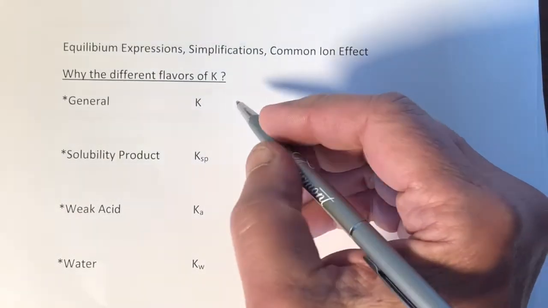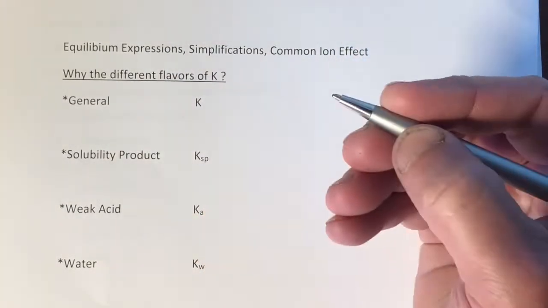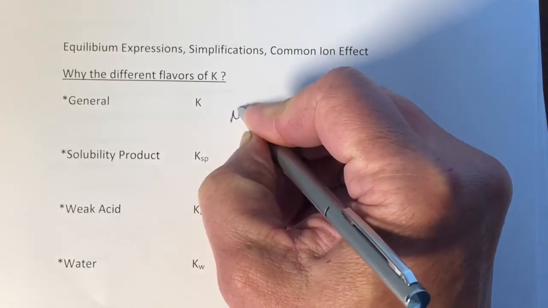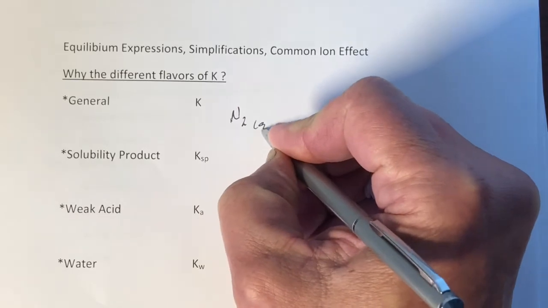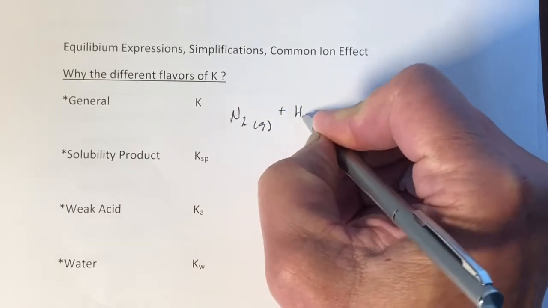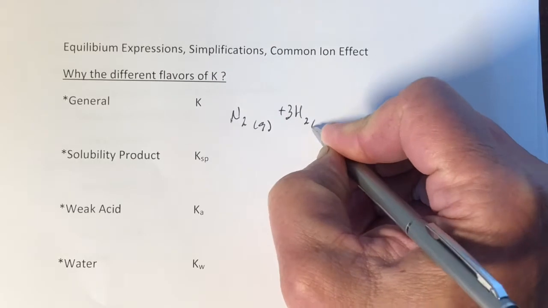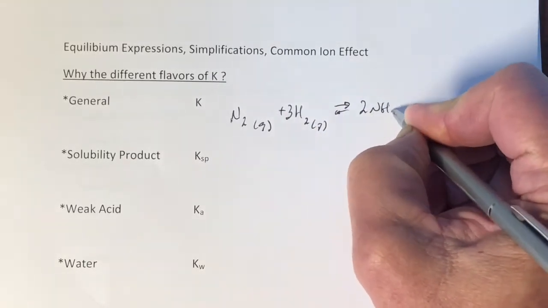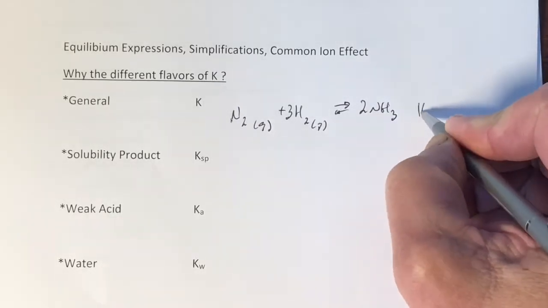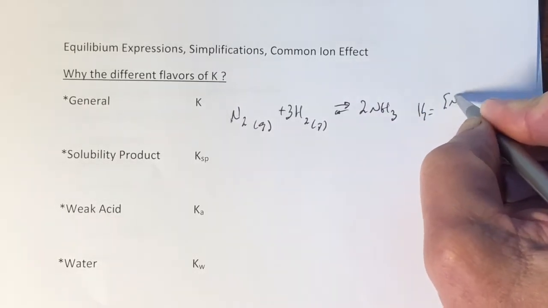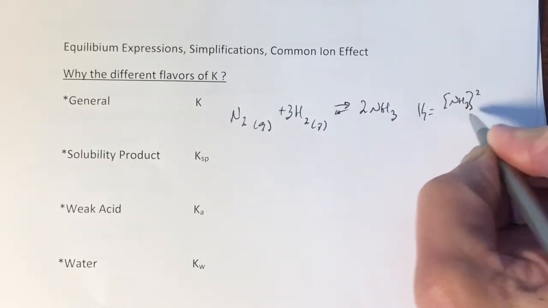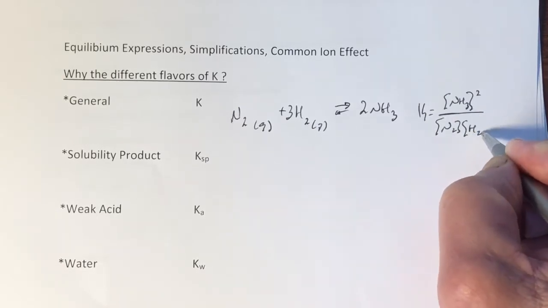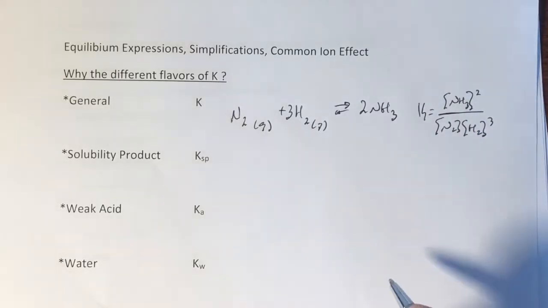Our general expression for K is sort of a products over reactants thing, and it really applies to anything. All the K's follow the same rules. So an example I like to use is if we have nitrogen plus hydrogen, and that gives us ammonia, we just write our K as products over reactants, so that would be our NH3 concentration squared over N2 concentration, hydrogen concentration cubed. All right, so that one's old hat.